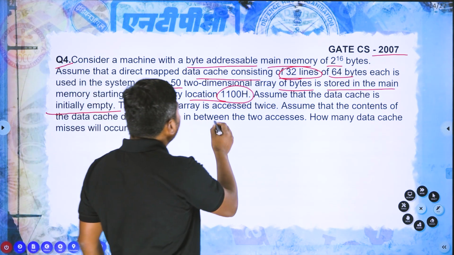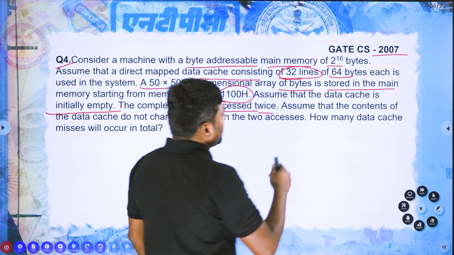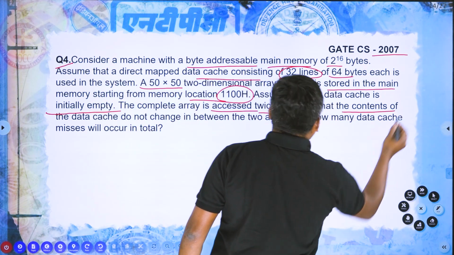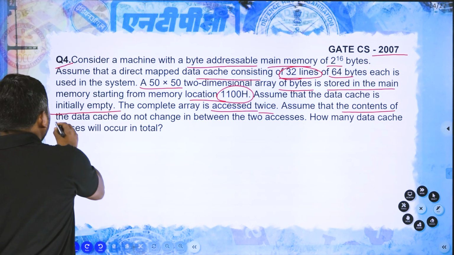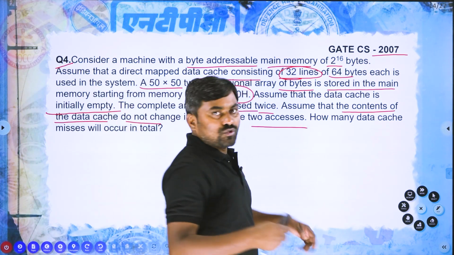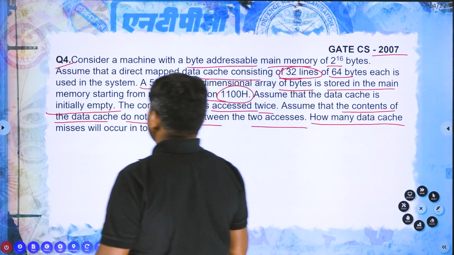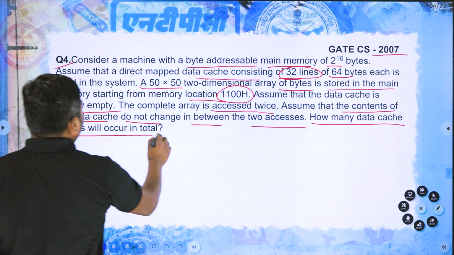The complete array is accessed twice, 2 times accessed. During this, assume that the content of the data cache does not change in between the two accesses. So nothing is changed between the two accesses here. How many data cache misses will occur in total?